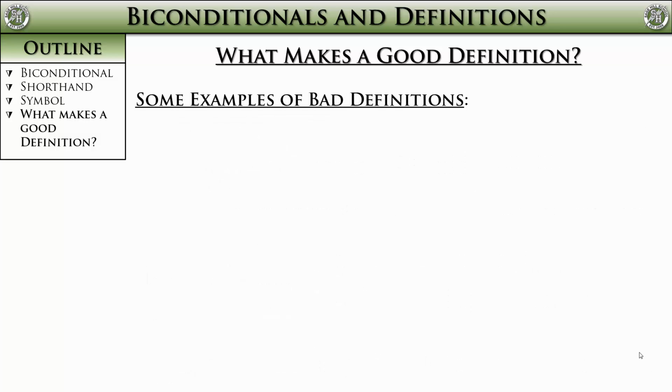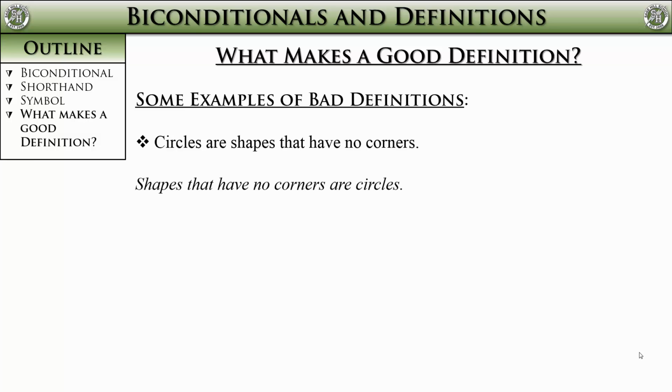Here are some examples of bad definitions. Circles are shapes that have no corners. That's a true statement. But is that a good definition? A good definition is reversible. And here the reverse would be, shapes that have no corners are circles. And that's just not true. There are other shapes that have no corners. How about a point? How about an ellipse?